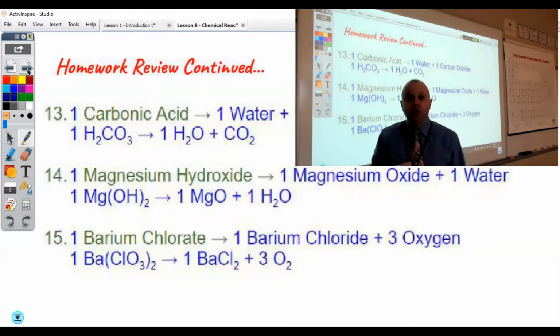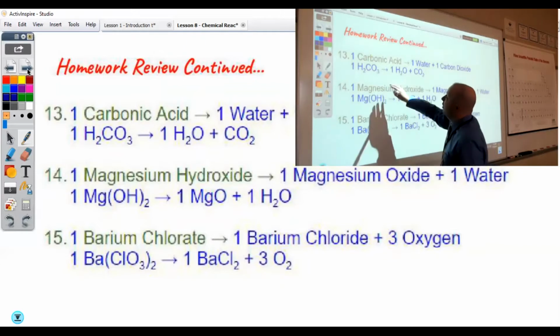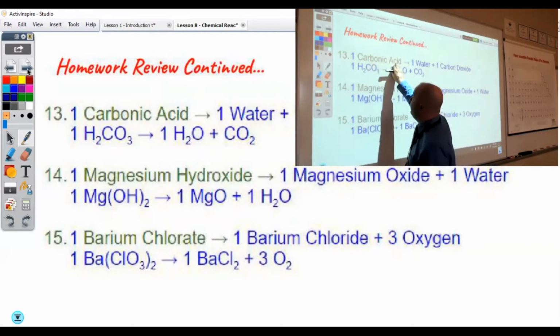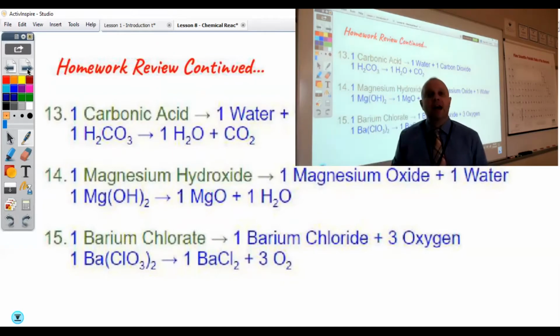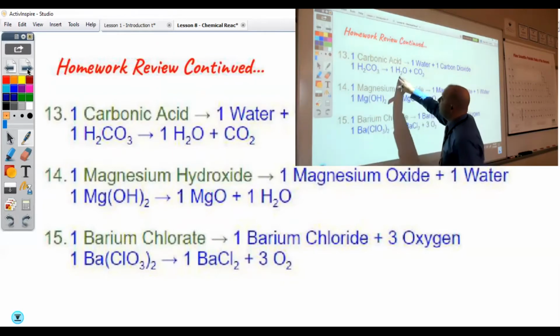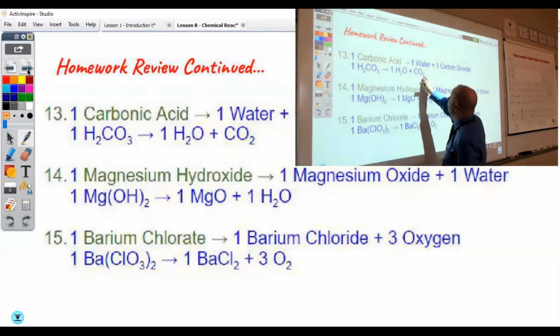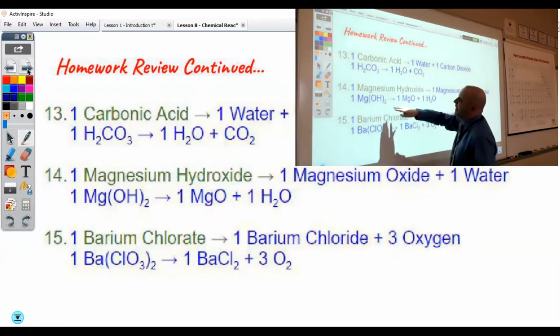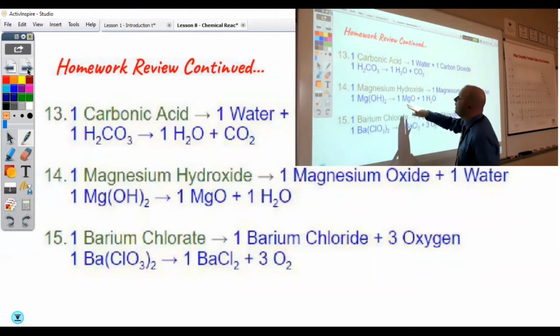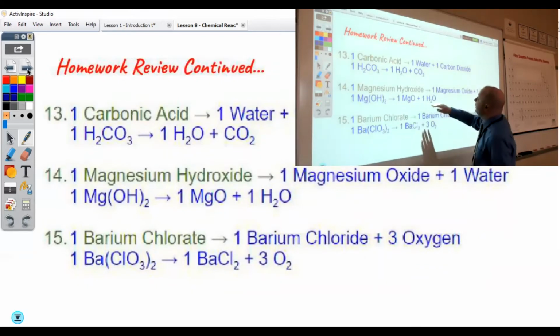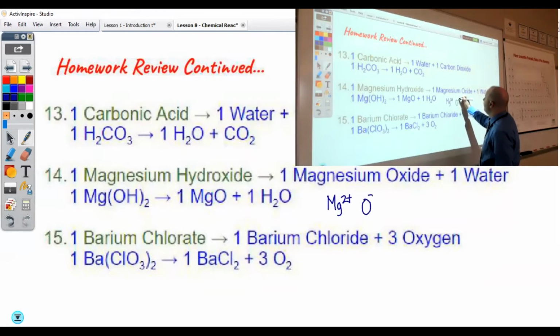Looking at our final 3 homework problems, we have this time a polyatomic acid. So a polyatomic acid, remember, is made up of water and a non-metallic oxide. So water, in this case, our non-metallic oxide is carbon dioxide. In question number 14, we have another example of a metal hydroxide, similar to the barium hydroxide that we had earlier. And very similar, we get magnesium oxide, remembering that magnesium is 2+, oxygen or oxide is 2-.